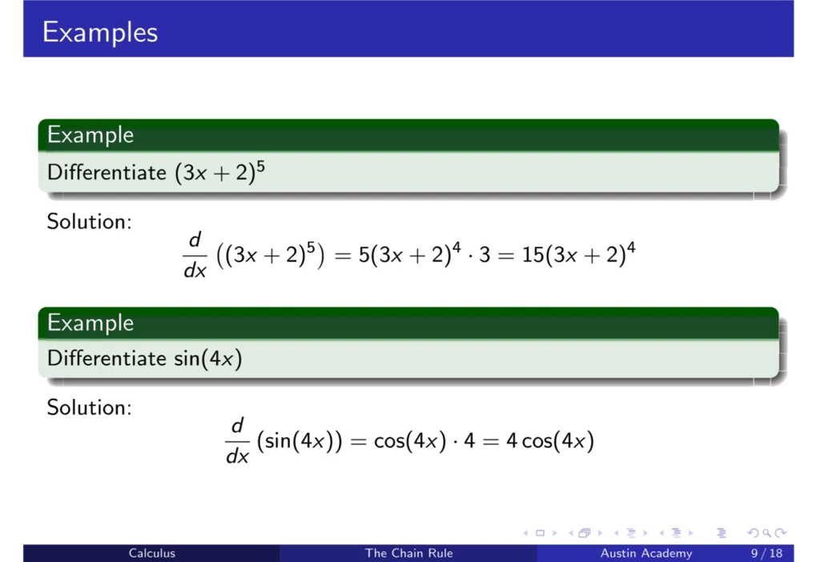Example 2. Differentiate, sine of 4x. Derivative of sine is cosine. Multiply by the inner derivative, which is 4. Final answer, 4 cosine 4x.